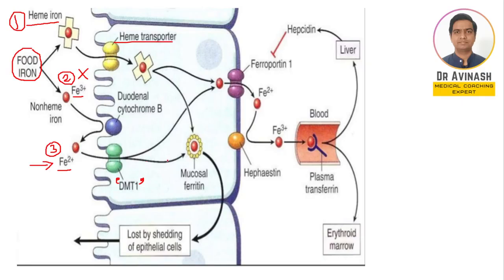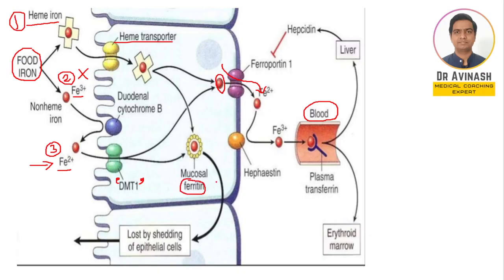Simple. Once inside the duodenal epithelial cell, depending on the body's store of iron, how much iron is present in the blood, the iron might either be sent into the blood or it will not be sent into the blood and stored in the form of ferritin.